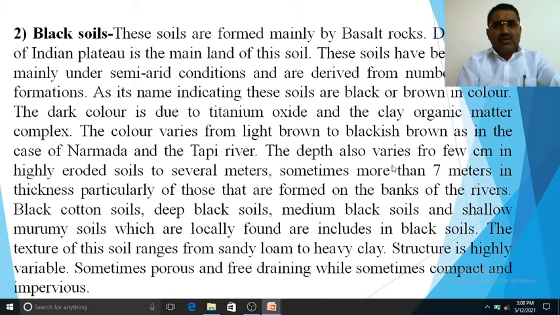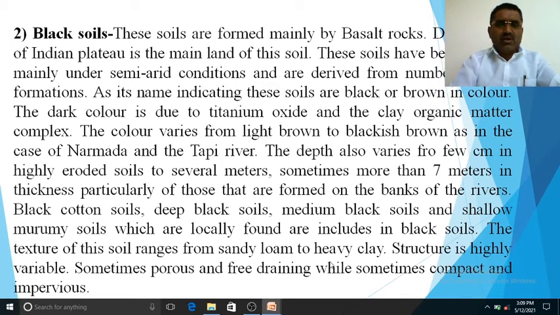The depth also varies from a few centimeters in highly eroded soils to several meters, sometimes more than 7 meters in thickness, particularly of those that are formed on the banks of the rivers. Black cotton soil, deep black soils, medium black soils, and shallow murmy soils, which are locally found, are included in the black soil. The texture of the soil ranges from sandy loam to heavy clay. Structure is highly variable, sometimes porous and free-draining, while sometimes compact and impervious.